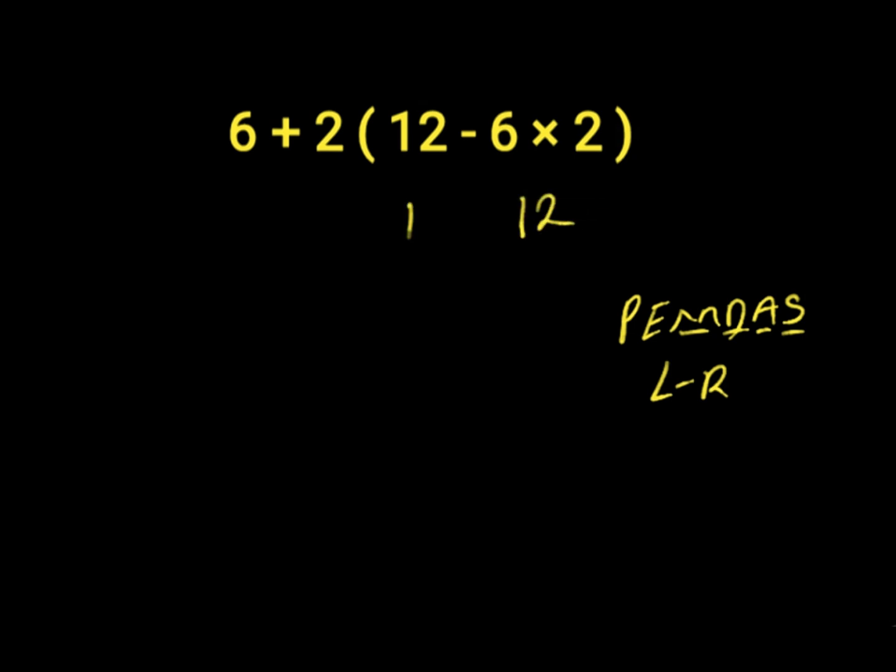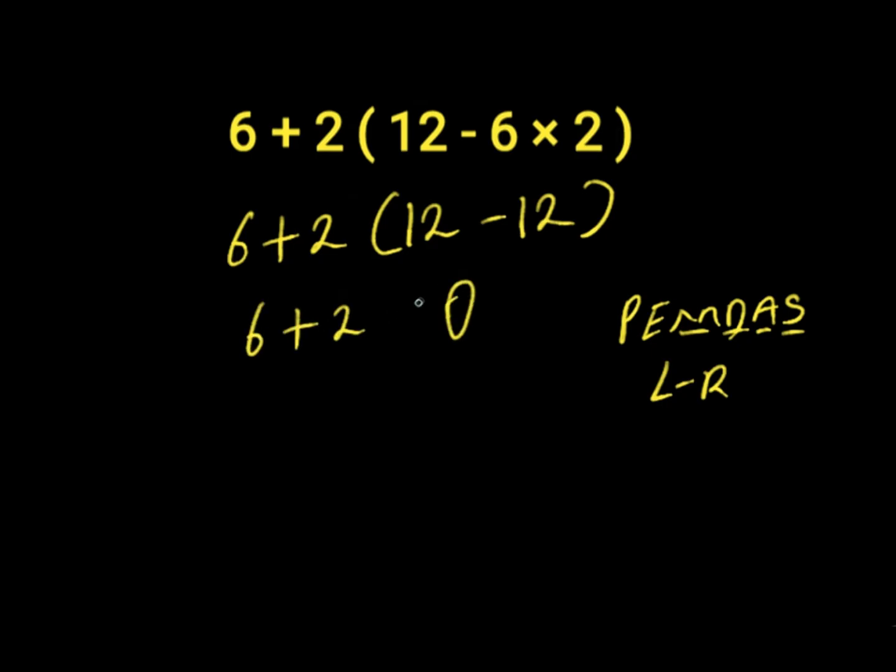Then we have 12 minus 12. Put it down in our parentheses. We bring down our 6 plus 2. 12 minus 12 will give us 0. Then we have 6 plus 2 times 0.